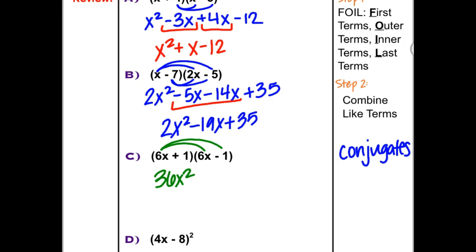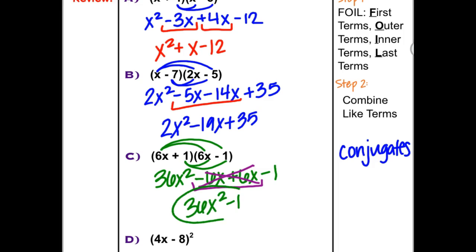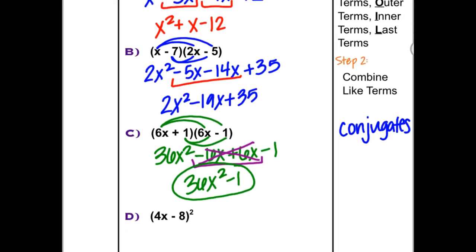6x times negative 1 is negative 6x. 1 times 6x is plus 6x. And 1 times negative 1 is minus 1. When we combine our like terms here, we got minus 6x plus 6x. These cancel each other out. That's why they call them conjugates, giving us 36x squared minus 1. Now remember though, this only works when it's a plus 1 and a minus 1. If they're both identical, it will not work that way.